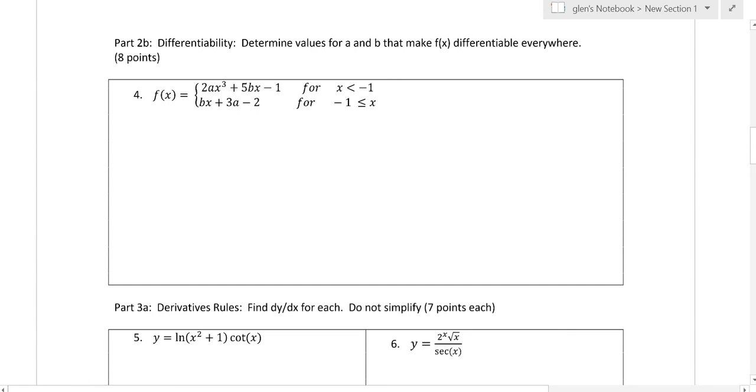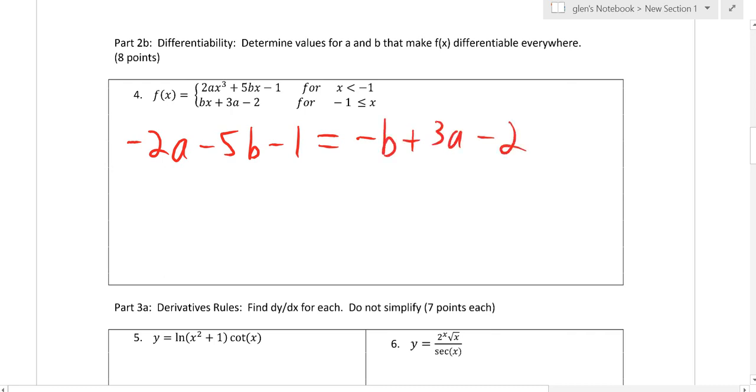If you want to make a piecewise function differentiable, you've got to make sure the pieces meet at each of the splits. Now this function only has one split, -1. So when you plug in -1 for x, the sides have to meet each other. Plugging in -1 for x, the top becomes -2a minus 5b minus 1. That has to be the same as plugging -1 into the bottom, which is -b plus 3a minus 2. Can we handle that? That equation makes this function continuous.